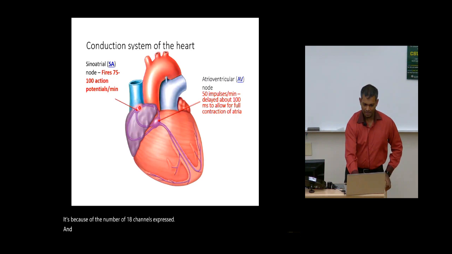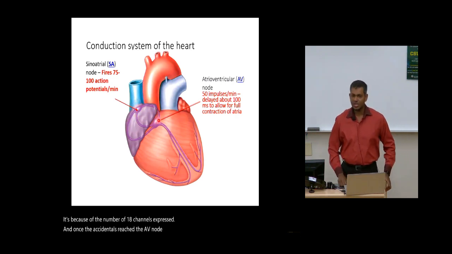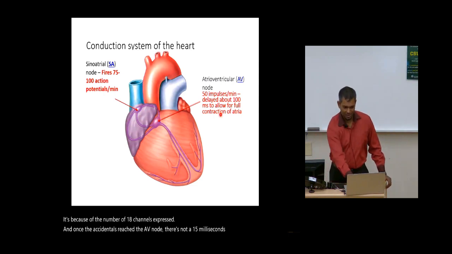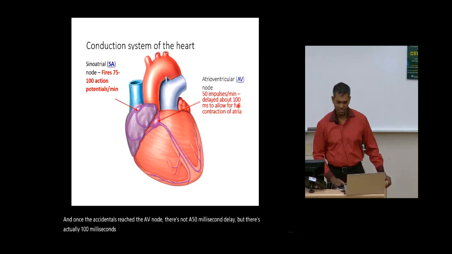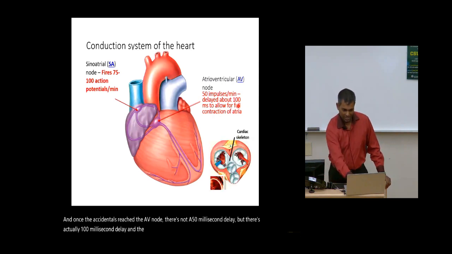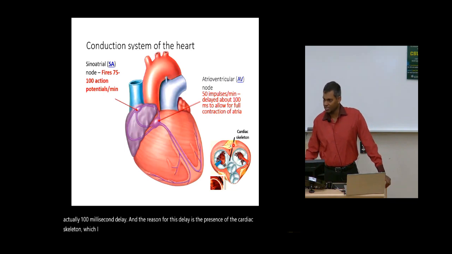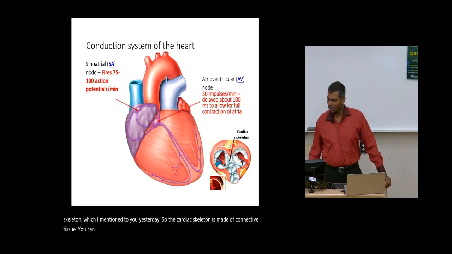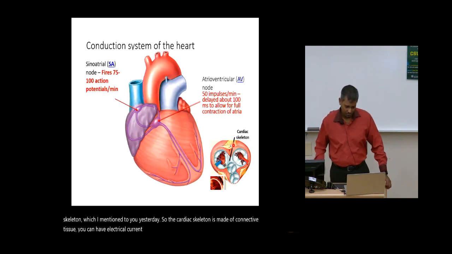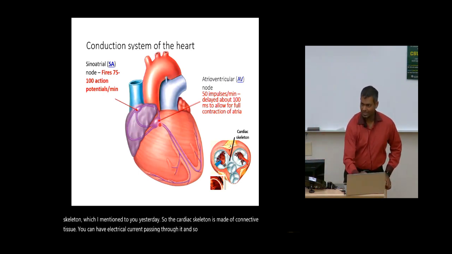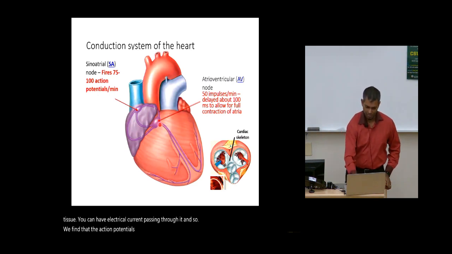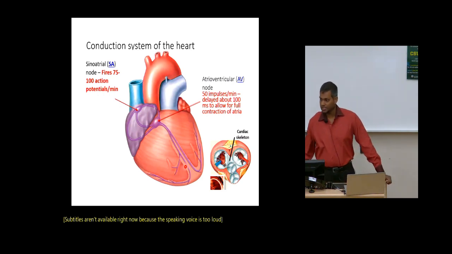And once the action potentials reach the AV node, there is actually a 100 millisecond delay. And the reason for this delay is the presence of the cardiac skeleton, which I mentioned to you yesterday. So the cardiac skeleton is made of connective tissue. You cannot have electrical current passing through it. And so we find that the action potentials can only pass through this AV bundle down to the Purkinje fibers.